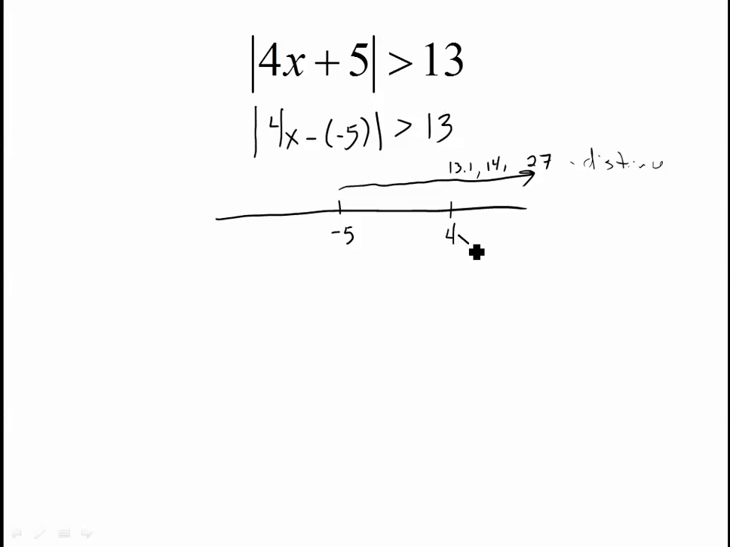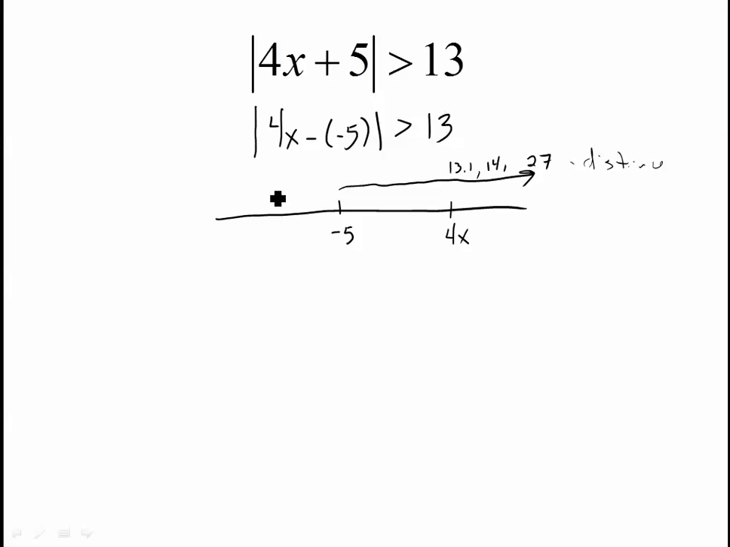beyond whatever 4x is. I would only get to 4x if I went exactly 13 units. But the distance between this and 4x is bigger than 13, which means there's going to be a range of values possible for x. It's going to be one number if I went 27, a completely different number if I went 1,000 units. Right. So to the right, I can go more than 13 units.